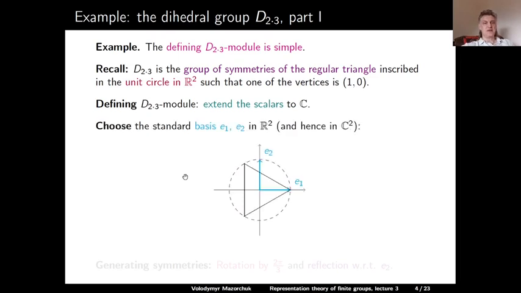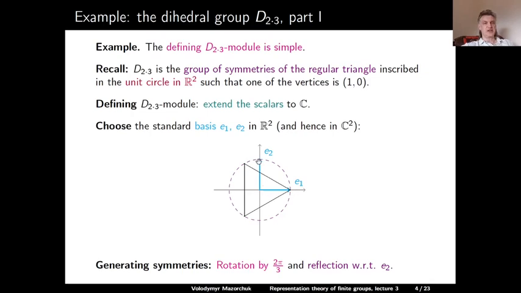Let us choose the standard basis e1, e2 in R^2. And the same vectors are, of course, the standard basis in C^2 as well. So here is a picture: our unit circle, triangle, and the standard basis vectors e1 and e2. So the group D_3 has 6 elements, and it is generated by the following two symmetries. First of all, we can rotate the triangle by the angle 2 pi over 3, and we can reflect it with respect to the symmetry axis given by e1.